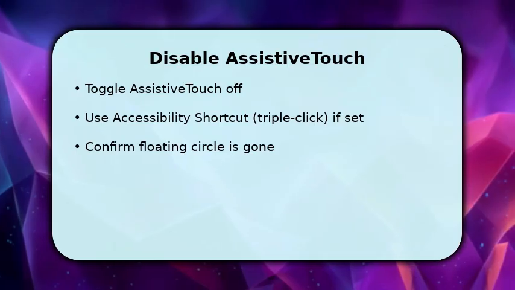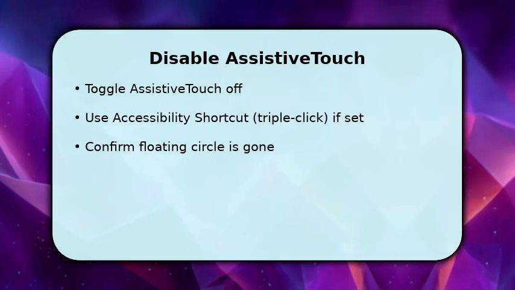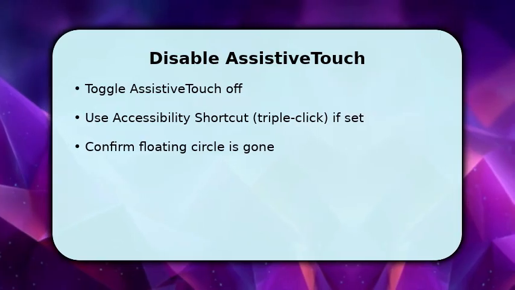If you prefer a shortcut, triple-click the side or home button to toggle it. Make sure Shortcut includes Assistive Touch. After switching off, test by tapping the screen edges and unlocking.